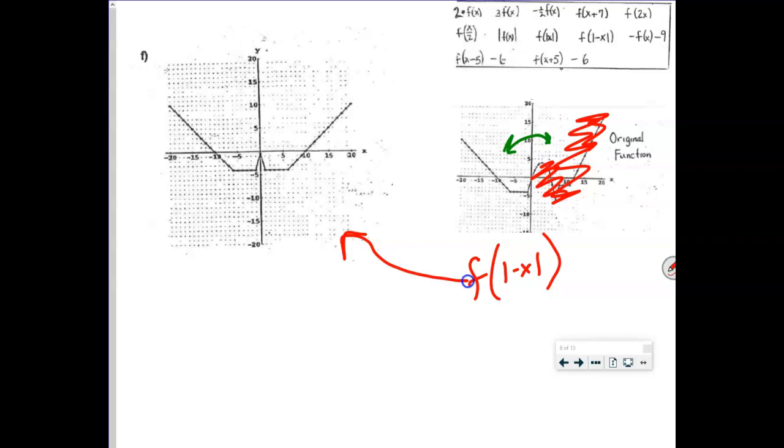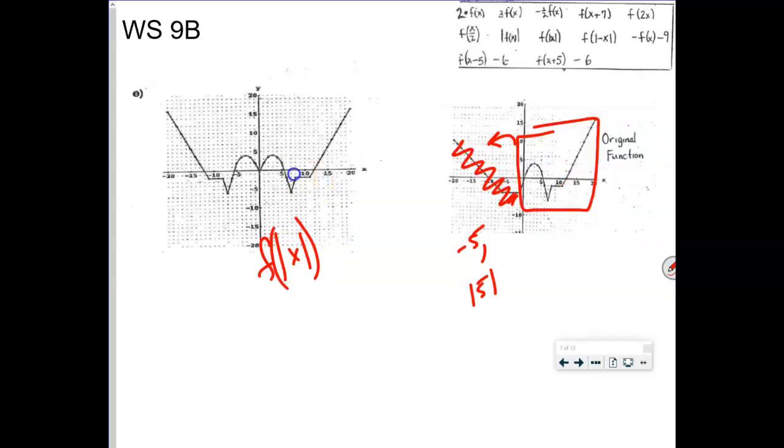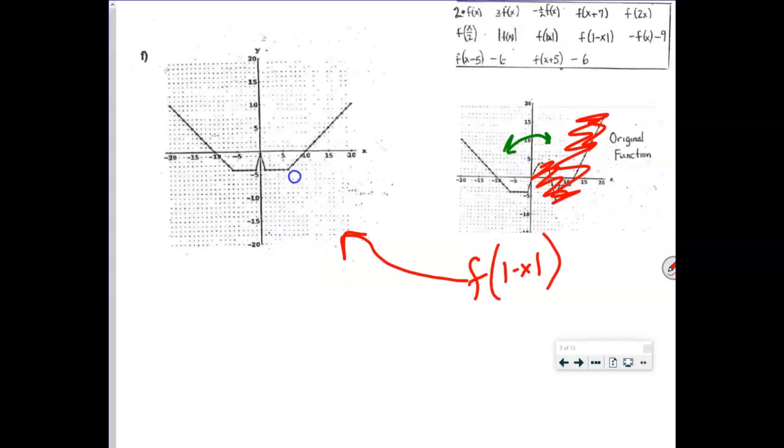You might see the f of absolute value of x. So this one here, where you just have to know to erase the negative side and paste over the positive side again. You might see that. But not with an additional transformation on top of it. That's too much.